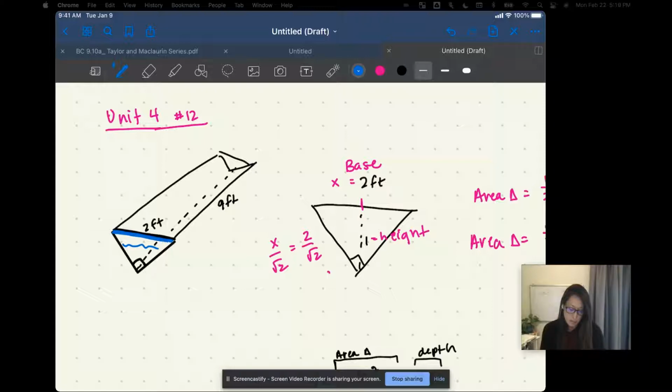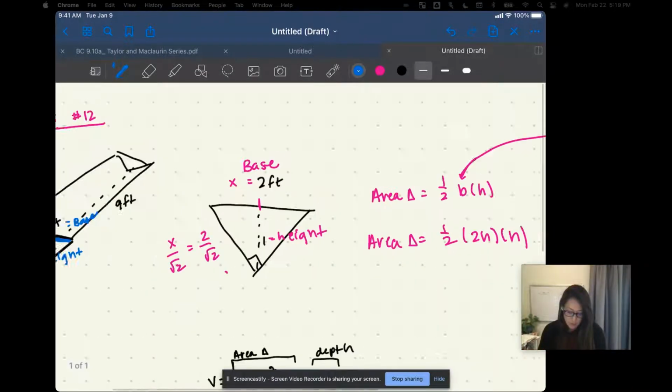So, the base here, and then the height from the right angle. I'm going to call the right angle to the top of the trough the height, and this 2 foot mark the base. Now the 2 feet is the widest the triangle can be, but as the water drops, the base of the triangle is actually decreasing.